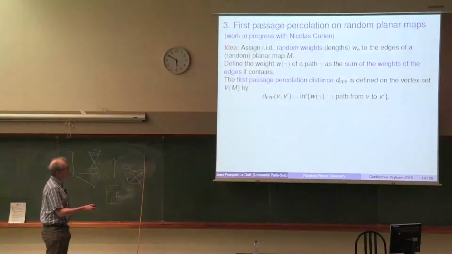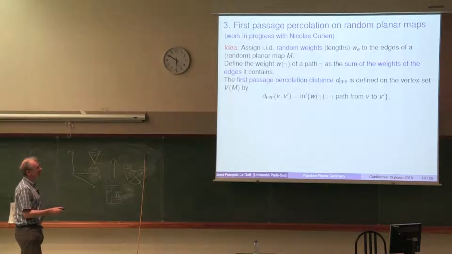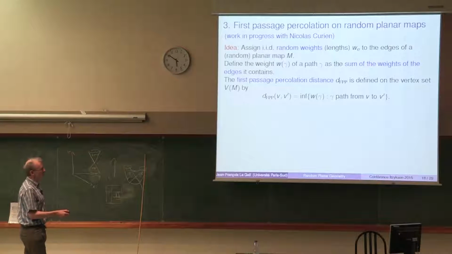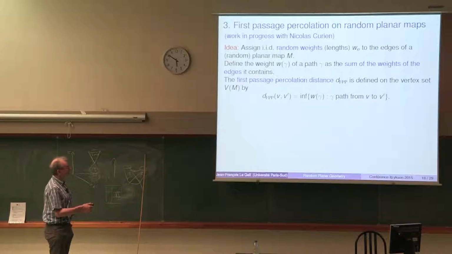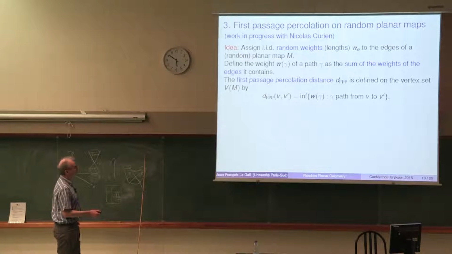And the idea, which we already saw in the previous lecture by Timothy, is now to assign random lengths, or if you prefer random weights, to the edges of your planar map. Okay? And then you can define, of course, the weight of any path as the sum of the weights of the edges it contains. And there is a natural notion of first passage percolation distance, the FPP. The FPP distance between v and v prime is just the minimal weight of a path between v and v prime. Okay? So if you want, it's a kind of local modification of the graph distance. The graph distance is just the case where all your weights are equal to 1.